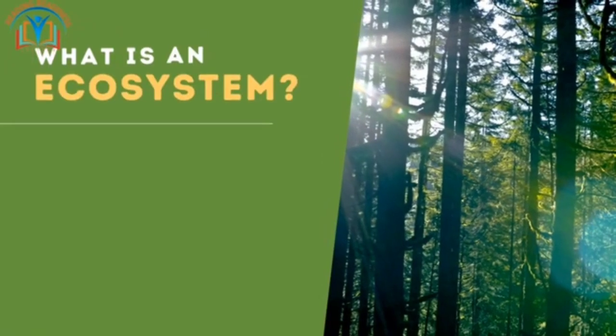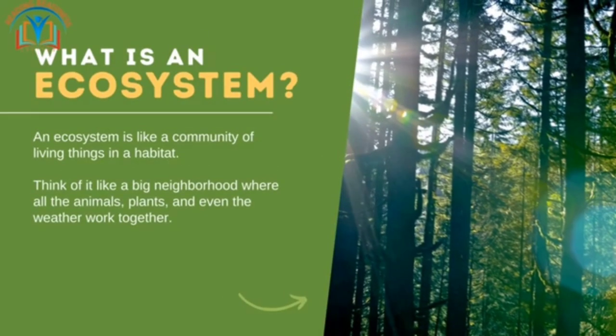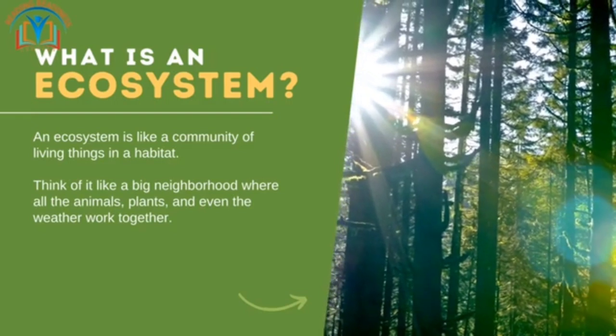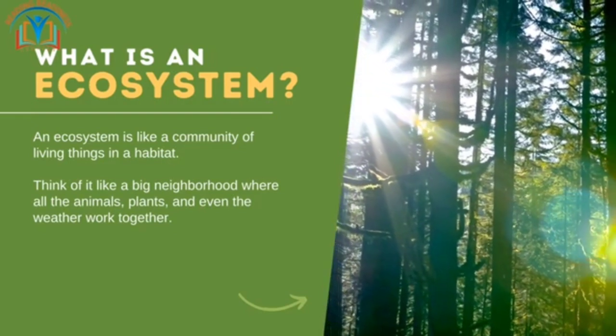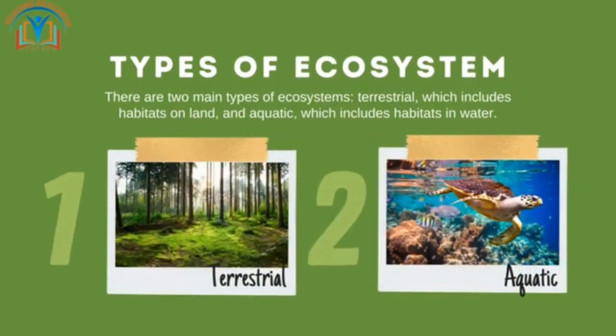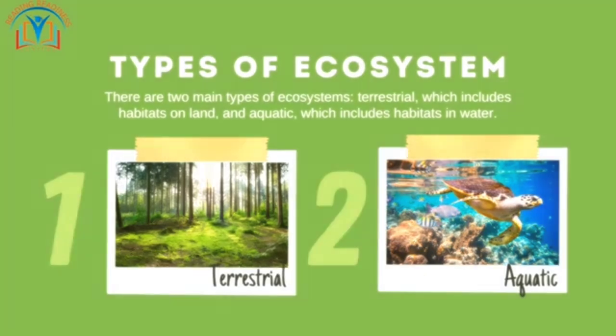An ecosystem is like a community of living things in a habitat. Think of it like a big neighborhood where all the animals, plants, and even the weather work together. There are two main types of ecosystems: terrestrial, which includes habitats on land, and aquatic, which includes habitats in water.